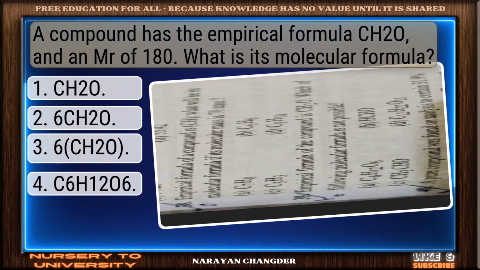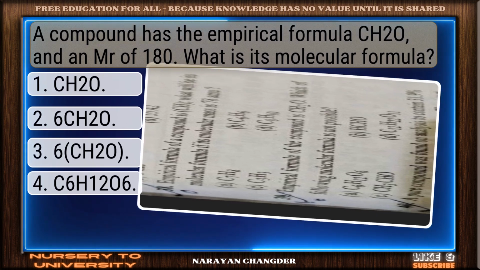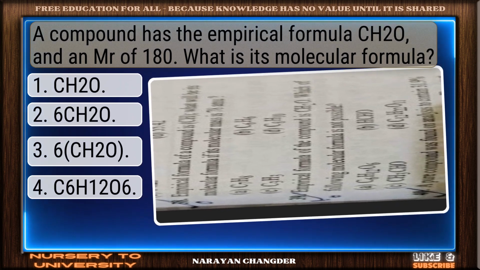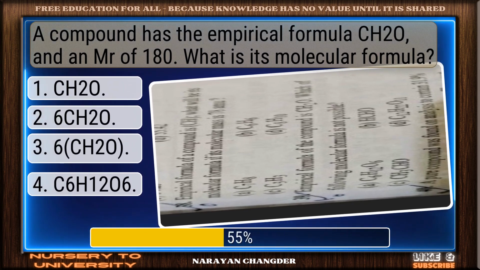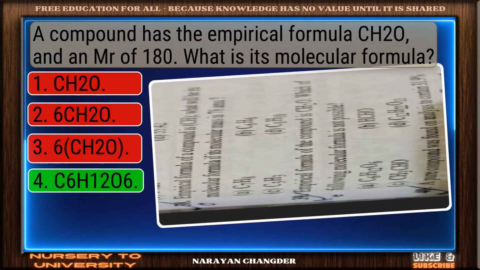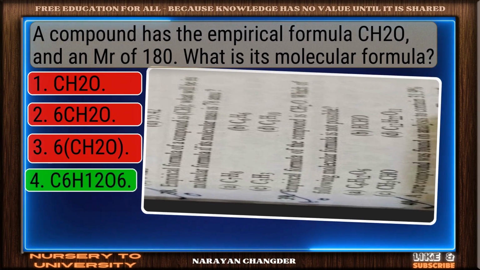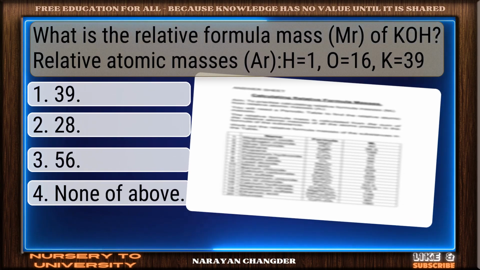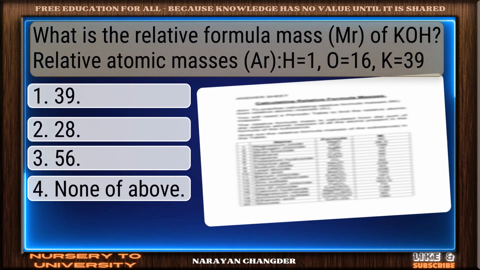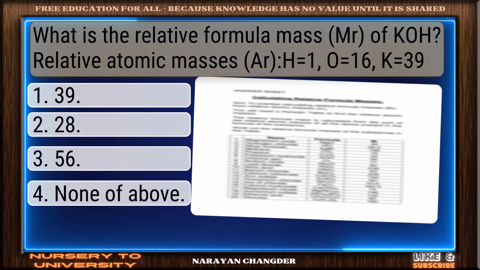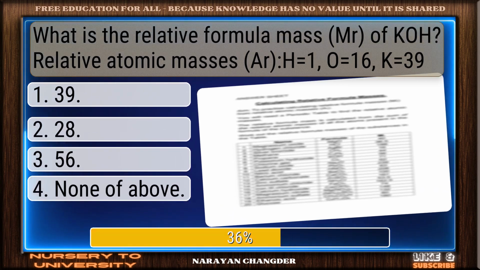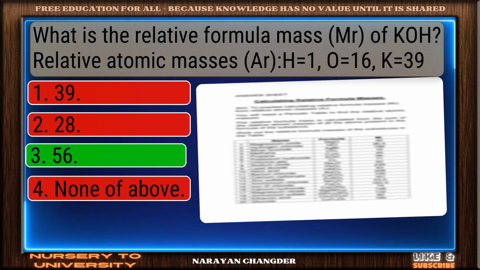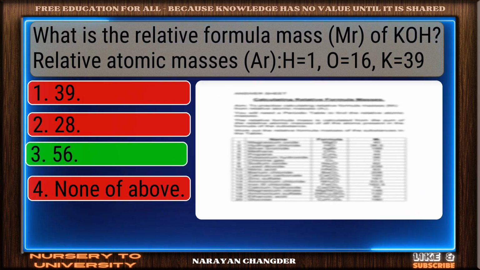A compound has the empirical formula CH2 and a molar mass of 180. What is its molecular formula? Perfect. C6H12 is the correct choice. What is the relative formula mass of KOH? Relative atomic masses: H equals 1, O equals 16, K equals 39. Bravo. 56 is the answer.